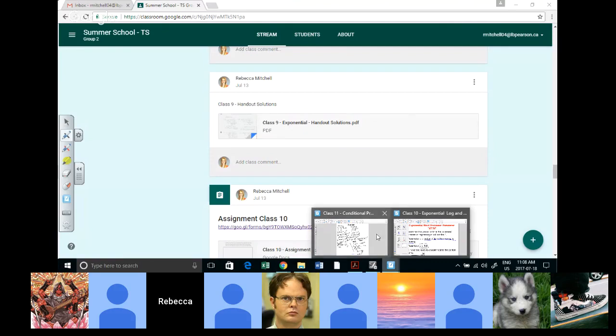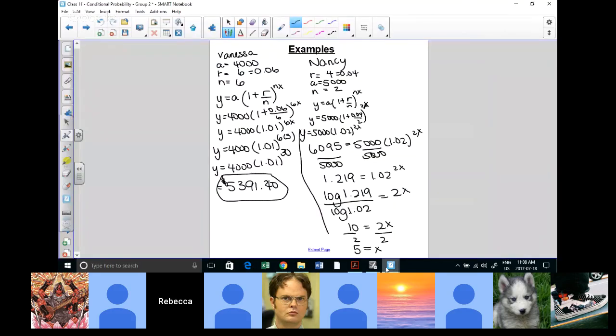If you use compound interest, there's no C. If you see the word compounded, you're using the formula, this formula.